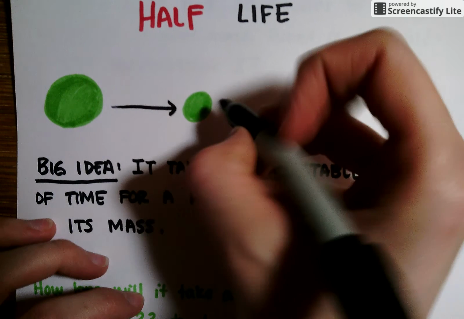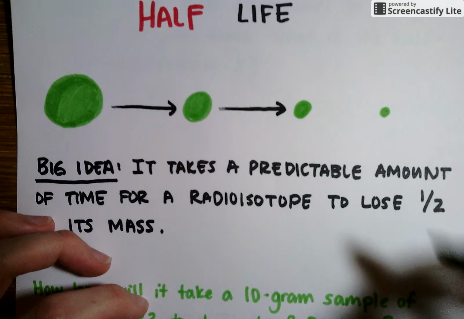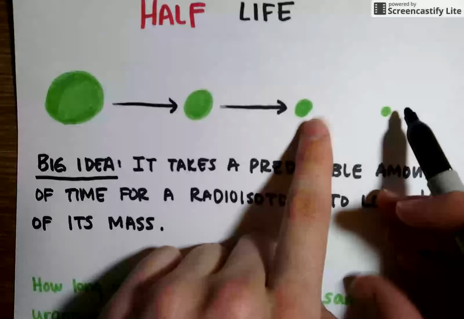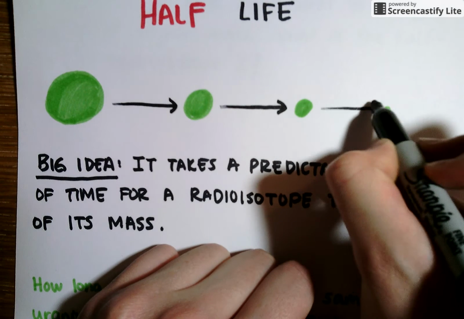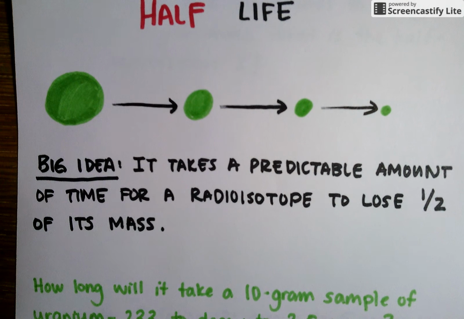And you're going to find if you wait that same amount of time and you come back, another half of that sample is going to be gone. So we've cut our remaining mass in half again. And if you come back again the same set amount of time later, you're going to find that that sample has decreased in size by another half. This unique property of radioactive materials is called half-life.